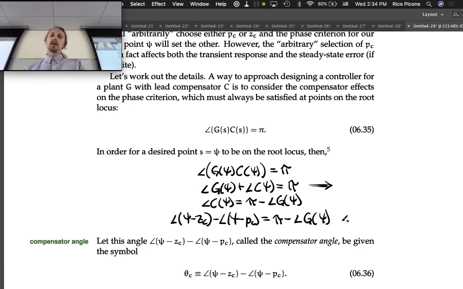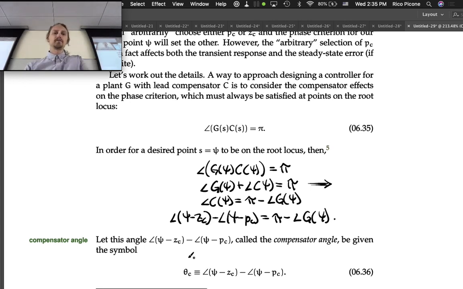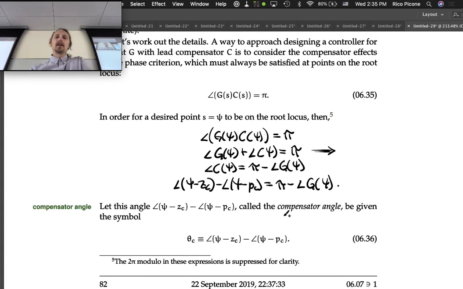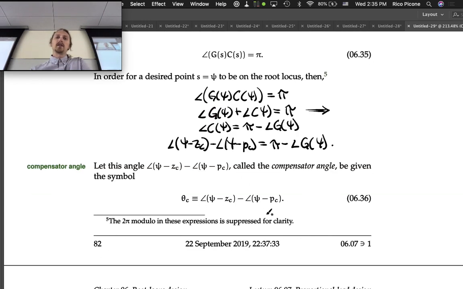And this is very similar to what we did for the derivative controller, but for the derivative controller, we only had this angle of the zero, right? We didn't have the pole contribution. So that's why we've got two things to work with, but we just need their difference to equal pi minus angle g of psi. So let's call this the compensator angle and be given by the symbol theta c.